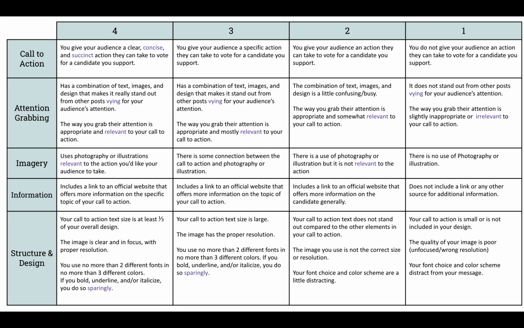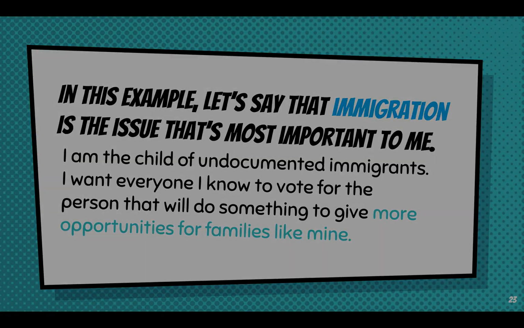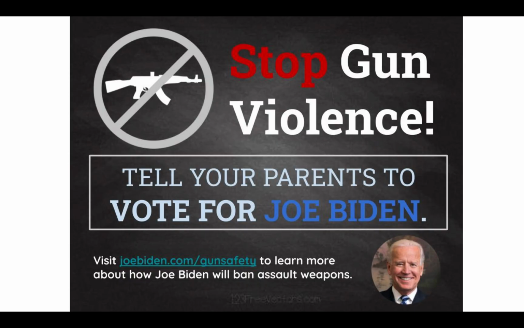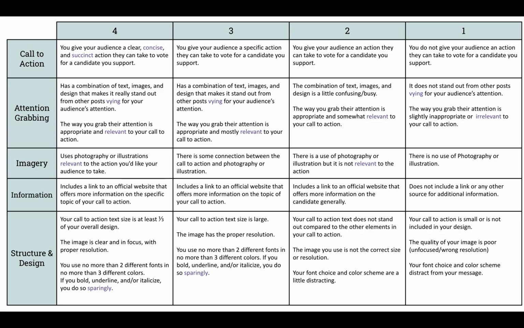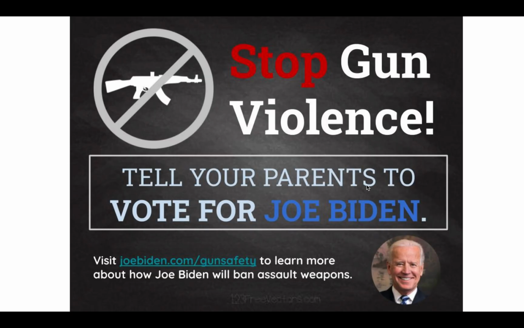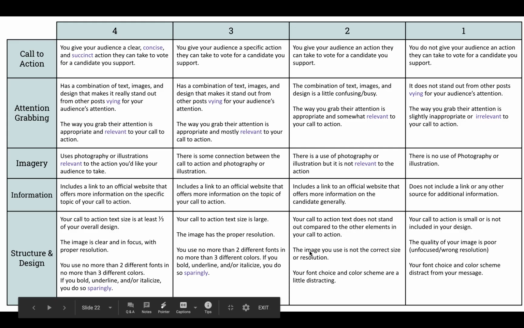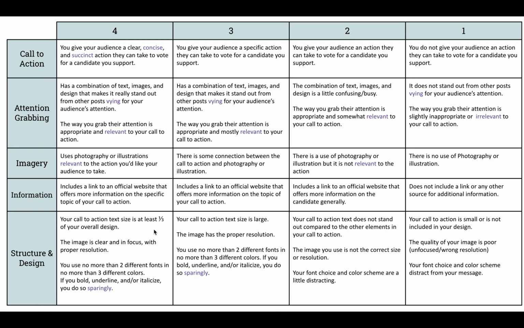Imagery. My photography and my illustrations are relevant to the action I'd like my audience to take. So I have "against gun violence," and then I have Joe Biden's image. Information, I include an official website that offers more information. I've done so right down here. And the structure and design, my call to action text is at least 1/3 of my overall design.